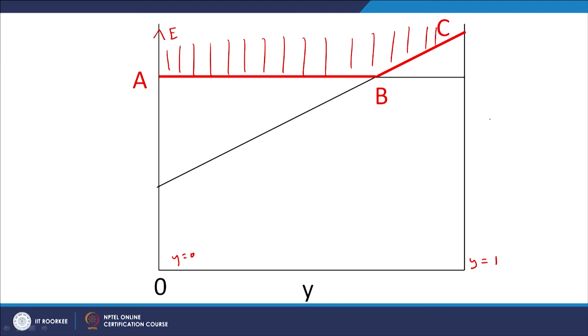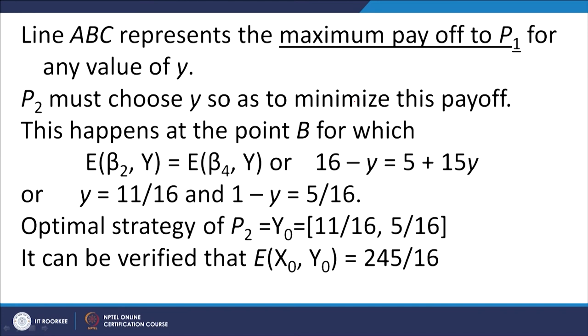we are now interested in the min-max point, and it happens that the min-max point is given by B. So, the line ABC represents the maximum payoff to P1 for any value of y. Therefore, P2 must choose y so as to minimize his payoff, and this happens at the point B, for which the expected value of beta 2y is equal to the expected value of beta 4y.